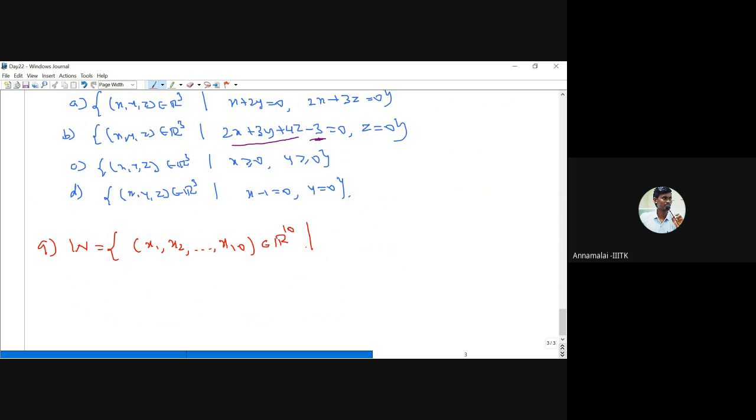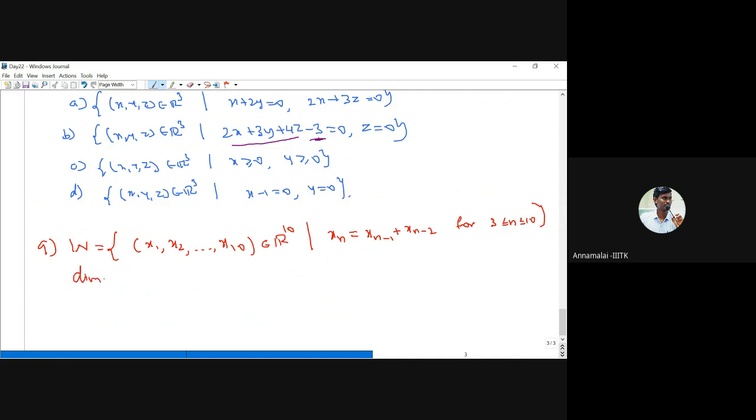such that what is the condition? Any xn equals xn minus 1 plus xn minus 2, for 3 less than or equal to n less than or equal to 10. If n lies between 3 and 10, this xn can be replaced as xn minus 1 plus xn minus 2, that is, the sum of the previous two terms. Now what is the question? What is the dimension of W?